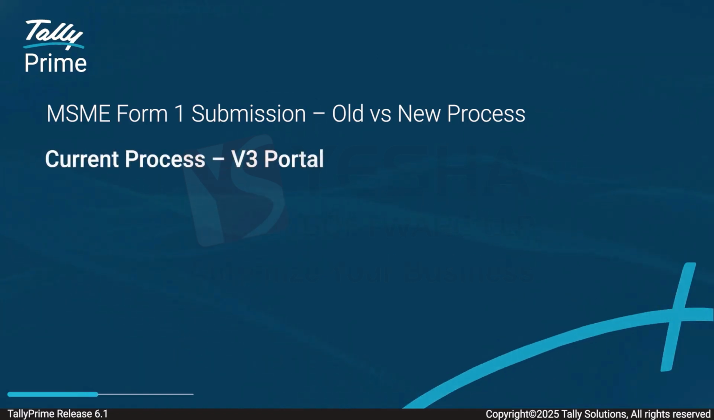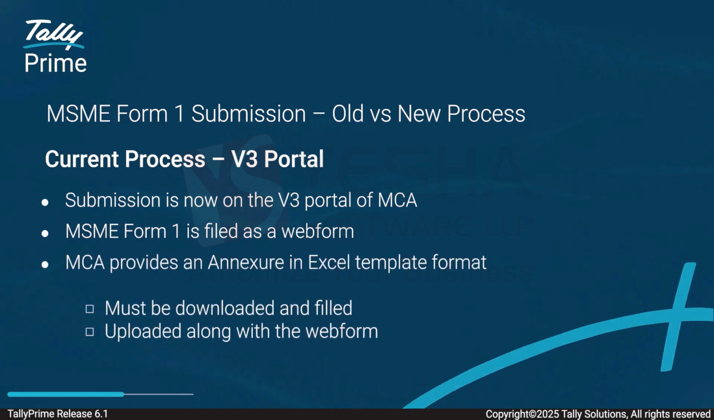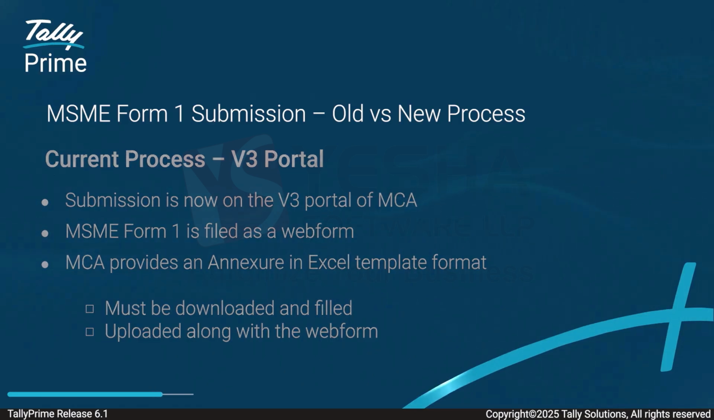Now, the process has shifted to the V3 portal, where you can update the MSME Form 1 as a web form. MCA has also provided an annexure in Excel template format that needs to be downloaded, filled with the summary of each supplier, and then uploaded back in the portal along with the web form.